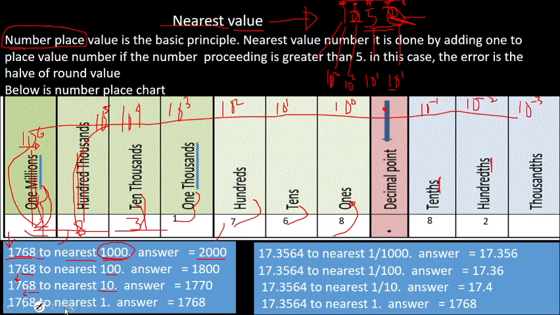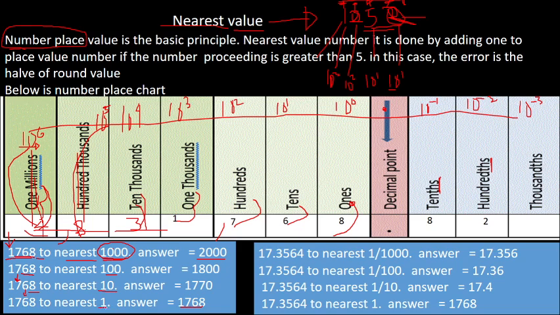But if it is to the nearest unit, nearest one is equal to nearest unit. So nearest unit, look at this number. Any number after the nearest unit is dropped. So this is the number that they refer to, so it is equal to that number. And the error is equal to what? 1 divided by 2, which is 0.5.